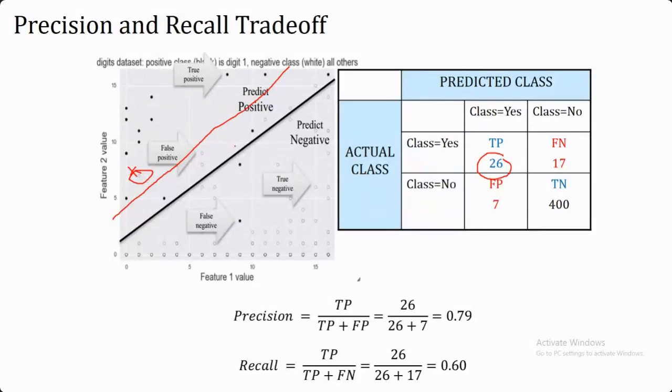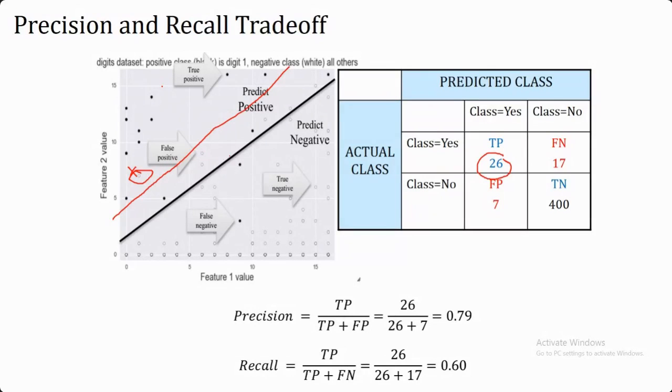If I'm adjusting the boundary from this place to this place, I'm reducing the misclassifications with respect to the positive one. Earlier, suppose a total of 33 instances were classified as positive, and out of that, 26 were actually positive. Now if I increase it, I have identified 33 as positive, and out of 33, 32 were actually positive. So now you can see only one is misclassified, and your precision is going to increase.